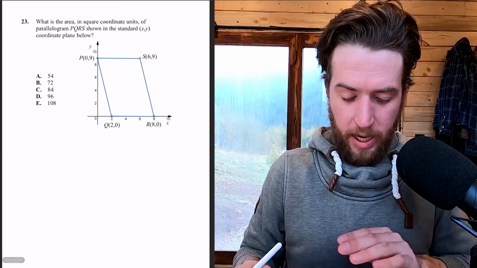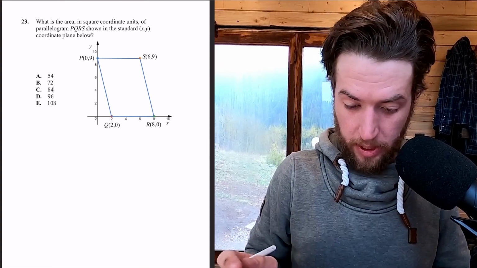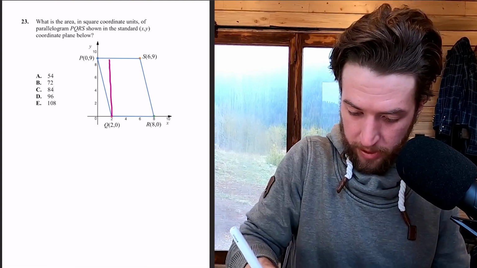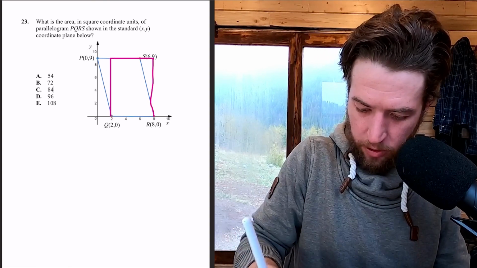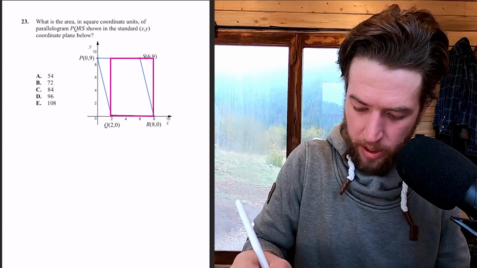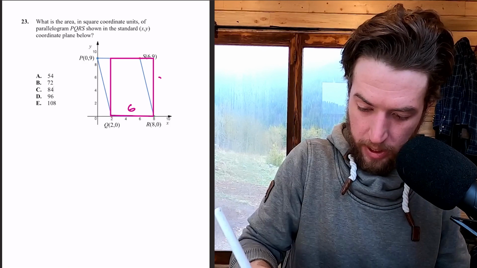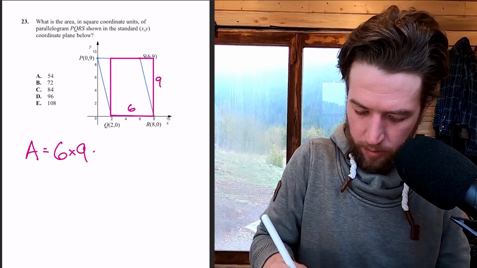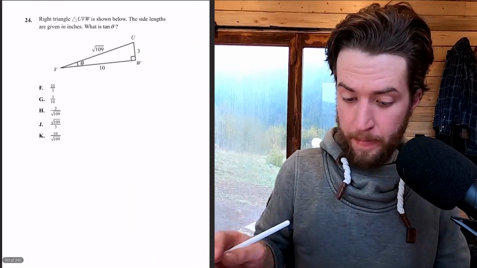All right, what is the area in square coordinate units of parallelogram PQRS shown in the standard XY coordinate plane below? So the area of this parallelogram is the same as the area of this rectangle right here, if you were to take that triangle and chop it and put it into this space. So the width down here is 6, 2 to 8. And then from 0 to 9 is 9. So 6 times 9 is our area, which is 54. Letter A. On to the next.